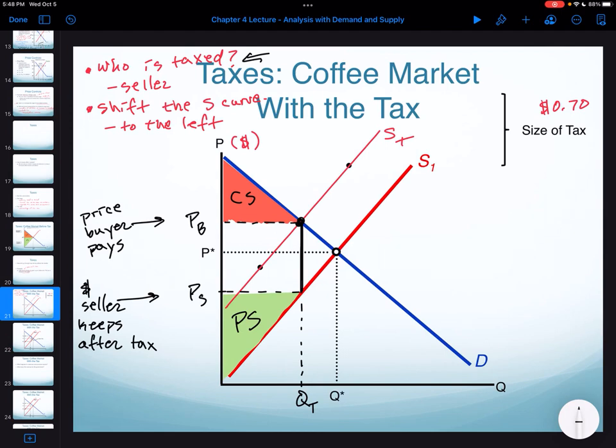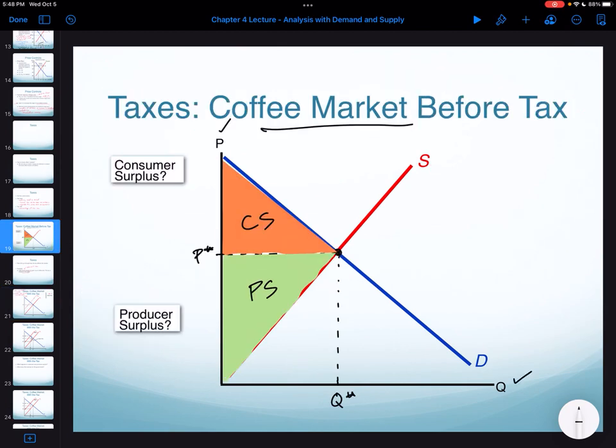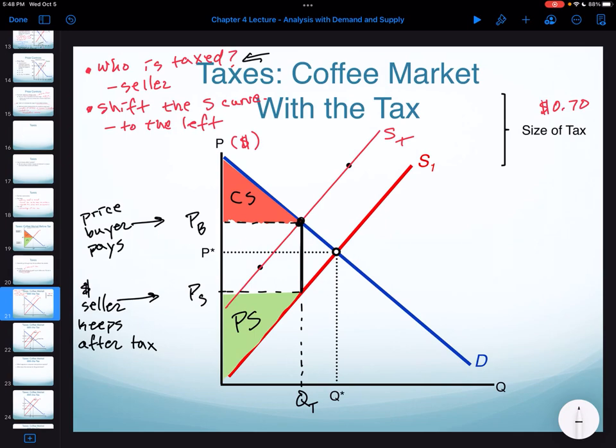All right, now notice, compared to before the tax, consumer and producer surplus have shrunk significantly, right? Before the tax was implemented, consumer surplus was that big triangle up top, producer surplus was the other triangle down below. But now look at it, right? Consumer surplus and producer surplus have shrunk, right? So this tax is definitely going to make both buyer and seller worse off, okay?